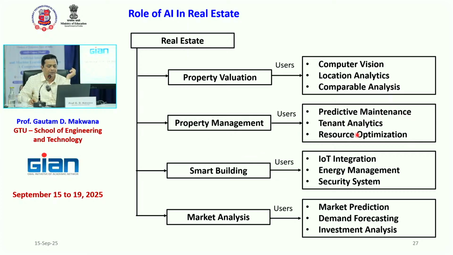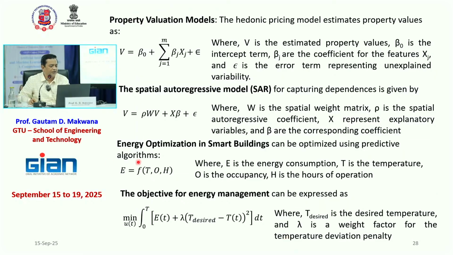Property management contains predictive maintenance, tenant analytics, and resource optimization. Smart building involves IoT integration, energy management, and security systems. Market analysis includes market prediction, demand forecasting, and investment analysis. So these are the main areas where we can use AI in real estate. This is just an idea about how AI can be used in real estate. There are different kinds of formulas and algorithms.